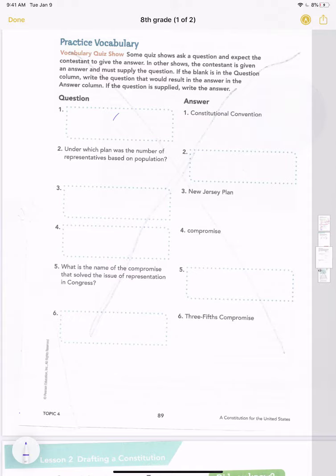The question is, under which plan was the number of representatives based on population? So there are 2 plans. Remember I told you there's the Virginia plan, which I told you was more like the big state plan, and then the New Jersey plan, which is more of like the small state plan. So based on population, more than likely the Virginia plan had those states with a much larger population, so they would more likely want the Virginia plan.